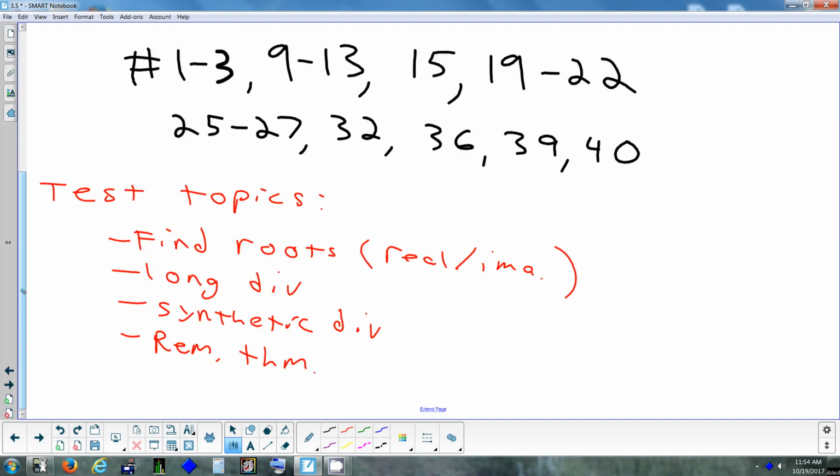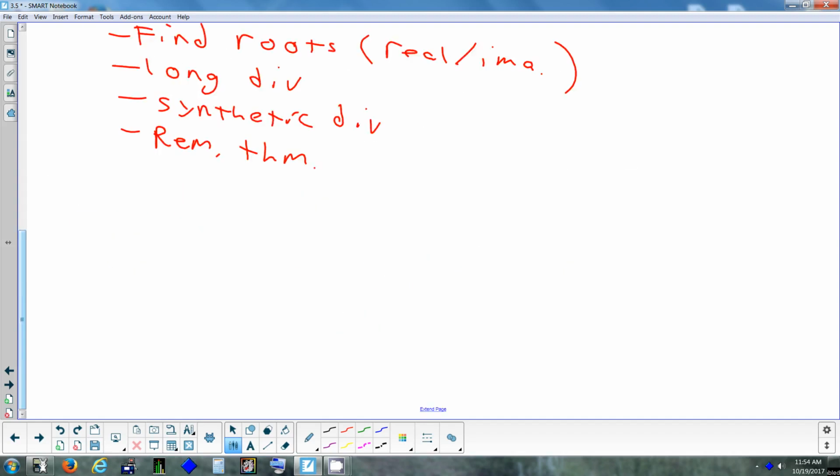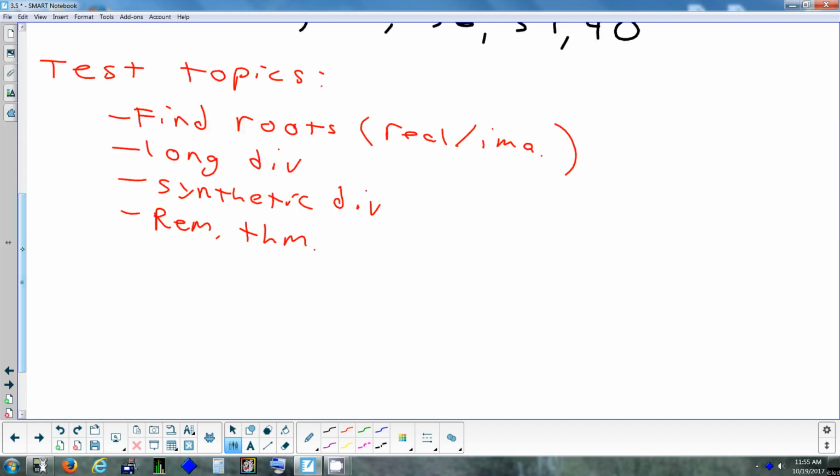Rational root theorem, that's a big one. There's like 5 or 6 questions on that. Because with the rational root theorem, usually you do it in 3 parts. List all the possibilities. Narrow down the list of candidates, and then find the actual answer. I think that's pretty much everything that's on the test.